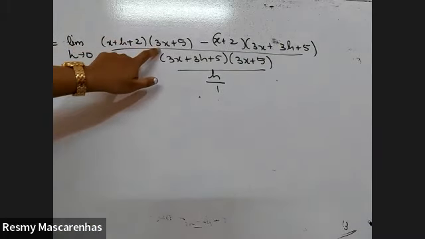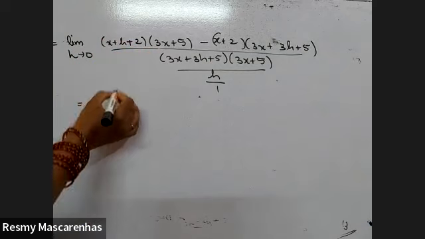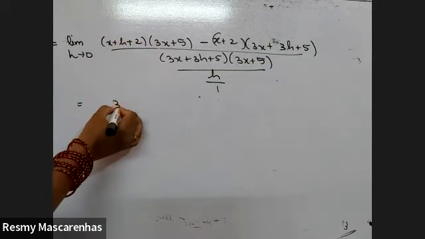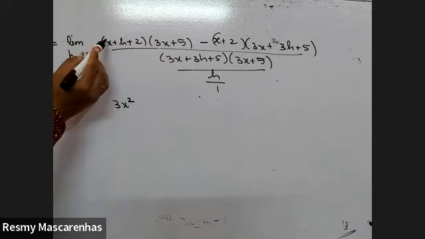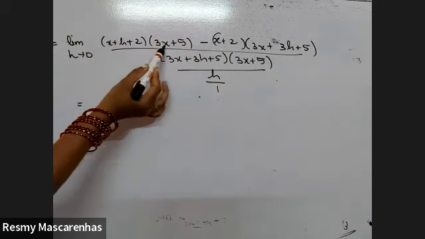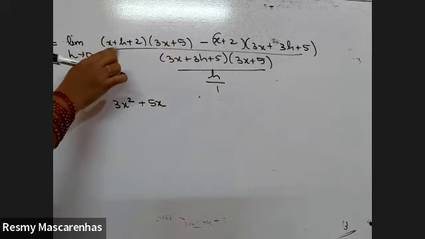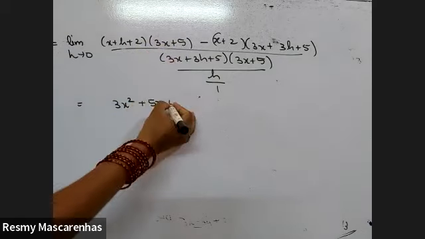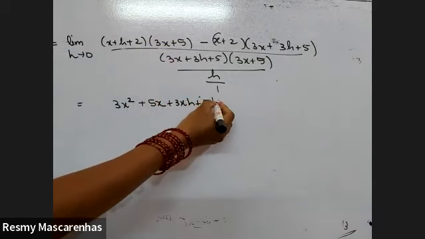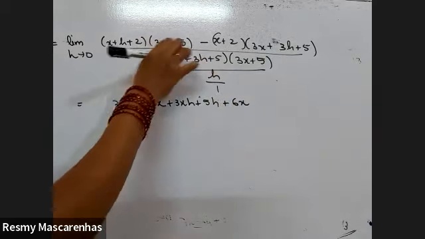Only simplify the numerator now. X into 3x, 3x square, it's like multiplying, opening up the brackets. X will get multiplied to both the terms. X into 3x is 3x square, x into 5 is 5x. Now this term is done. Now multiply h to both the terms, and then 2 you multiply to both the terms. So 2 into 3x is 6x, 2 into 5 is 10.